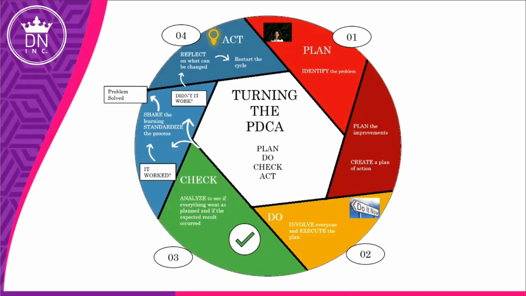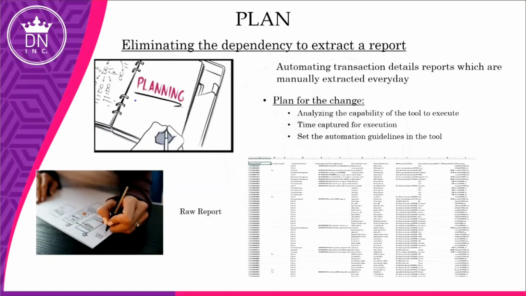As we know, the problem was extraction of a report which involved manual effort and dependency of a person along with time utilized. So we now have identified the actual problem. Now plan for improvement. Automating the report was the plan of improvement. And how did we bring the change? We first analyzed the capability of the tool to see if automation can be brought in. And then we cross-checked on the time capturing for the overall execution.